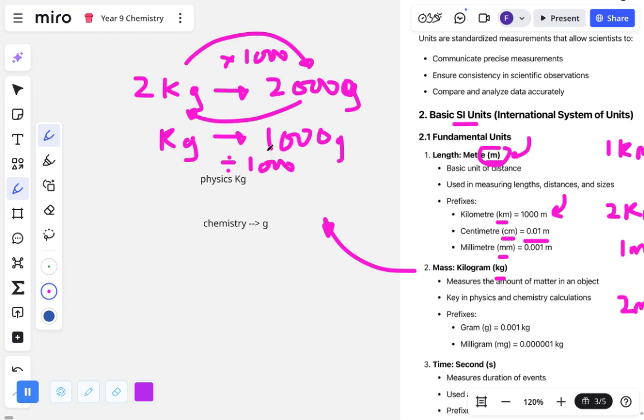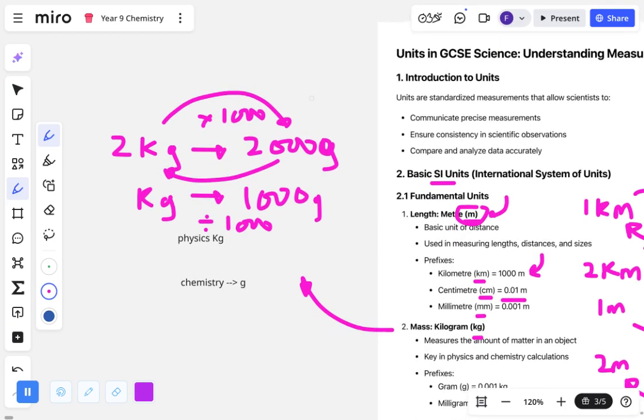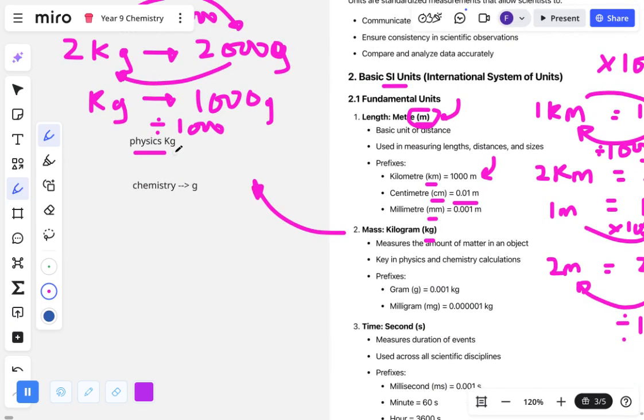This is a mistake. Even in year 12, first year of A levels, I get a lot of students messing up their units. This part doesn't matter, all right? You'll practice and get better at it. But knowing that you need kilograms in physics and chemistry is grams, if you get that part wrong, you will just struggle for months, even years.